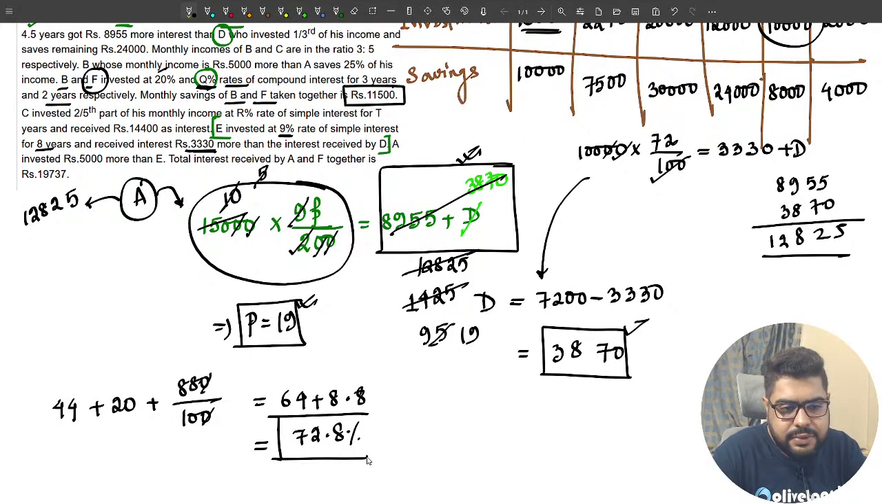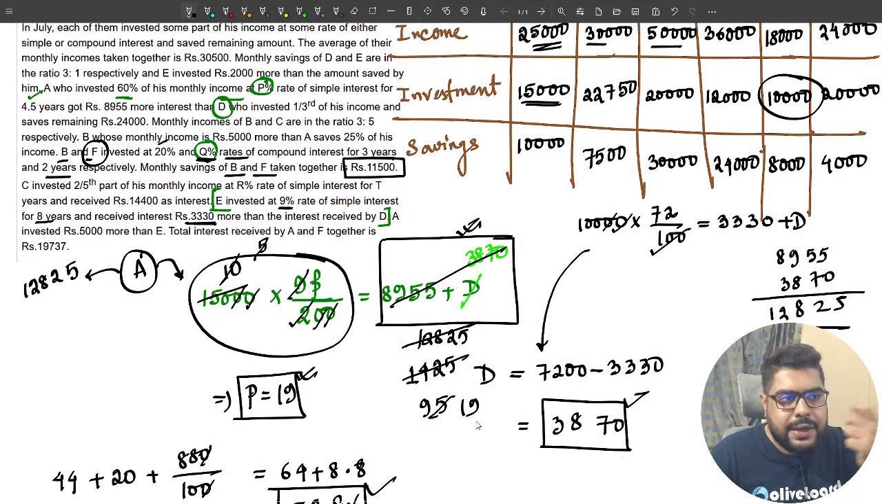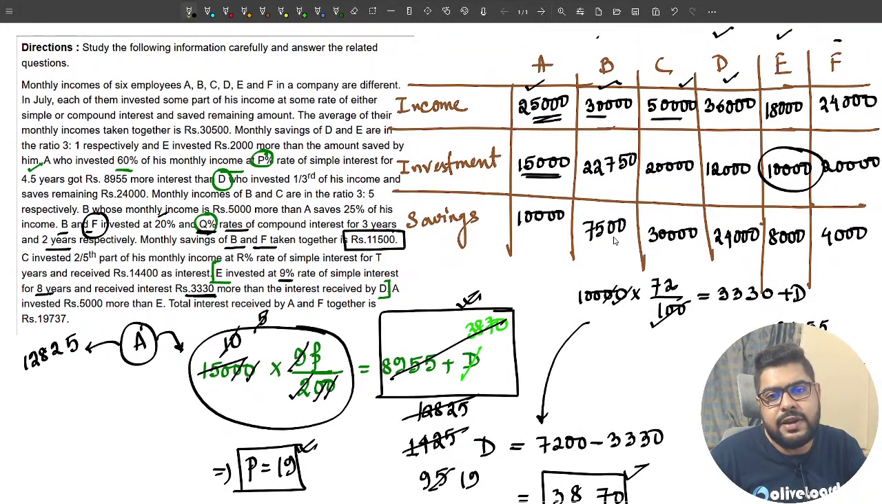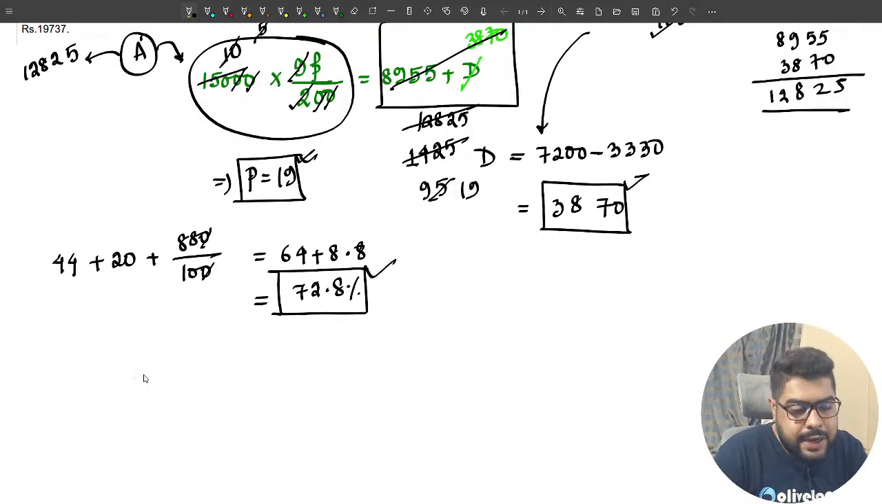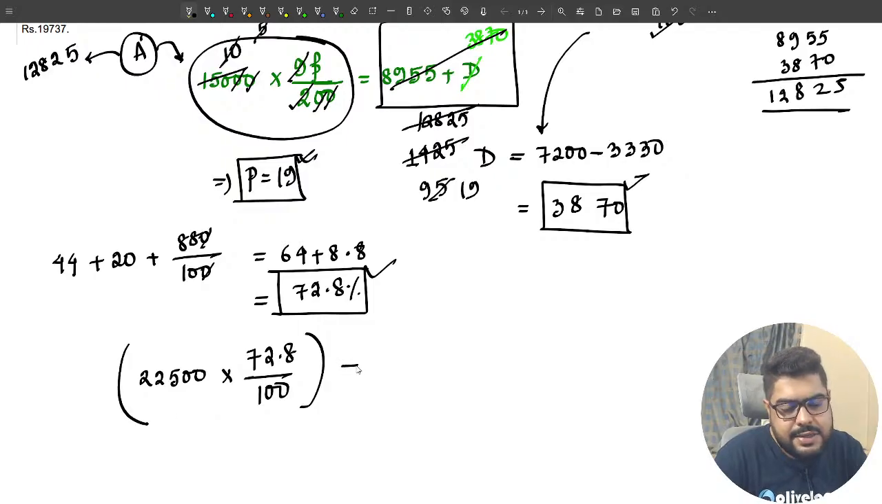72.8%. Okay. On what, sir? Whatever B invested: 22,750. One second, we did it wrong, didn't we? Am I crazy? 30,000 minus 7,500 I've written. 22,500, extremely sorry. So 22,500 into 72.8 by 100. This is B's amount. This is the interest earned by B.